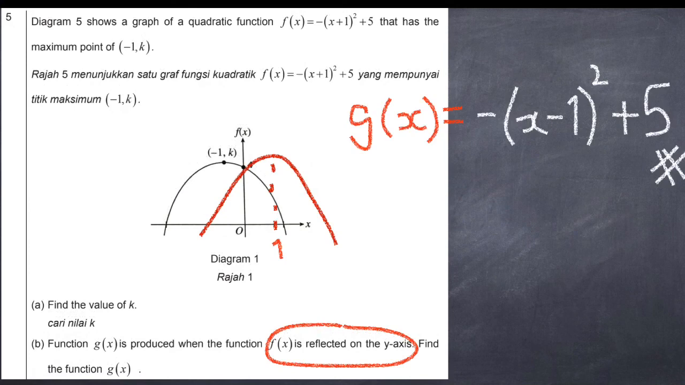Alright, the second part, you want to find the function g, which is produced when the function f(x) is reflected on the y-axis. The red marker pen shows what you get if you reflect on the y-axis. So we want to find the equation of the function, and it's very easy. The one in the bracket will become x minus 1 because your maximum coordinate will be (1, 5). You just change the one in the bracket only. Instead of x plus 1, you put x minus 1, because x minus 1 equals to 0 gives x equals 1. It's similar to your equation from the graph if you reflect about the y-axis. So the answer will be negative (x minus 1) squared plus 5.